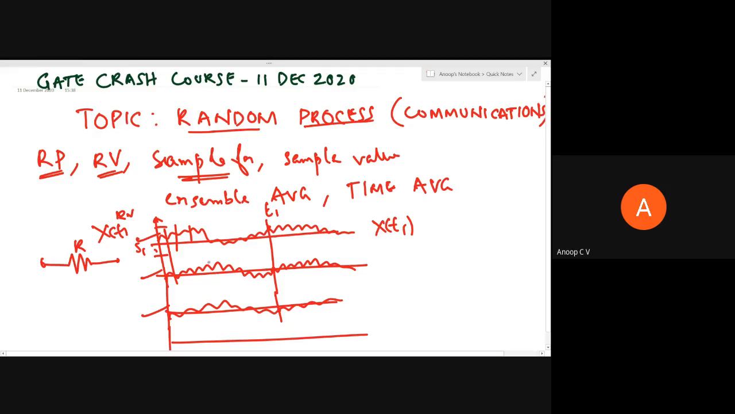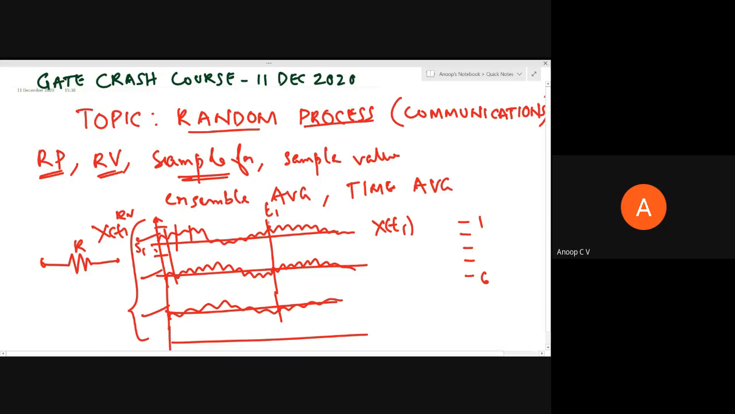So in this case, we can have an infinite number of sample functions, right? But if it is rolling a die, the sample functions will be 1 to 6, a finite number of sample functions. But in this case there will be an infinite number of sample functions. So normally, when you say ensemble average, this exhaustive set of all possible sample functions is called the ensemble.